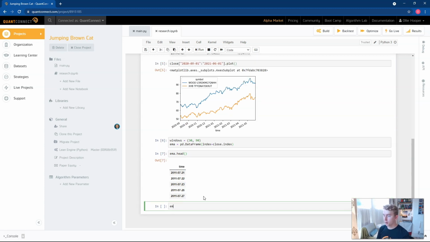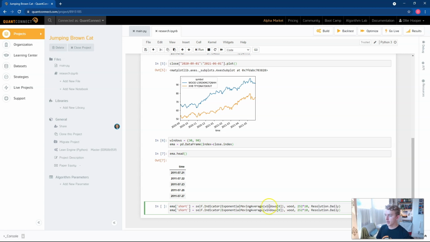Okay, so now let's populate this data frame. So we're going to have EMA short is going to have an indicator, and it's going to be an exponential moving average indicator with the first window, so this 30-day window. It's going to be using our indicator ETF, so that's WOOD, and we're going to be using the same time frame as before, so the last 10 years. So there we go, and at daily resolution.